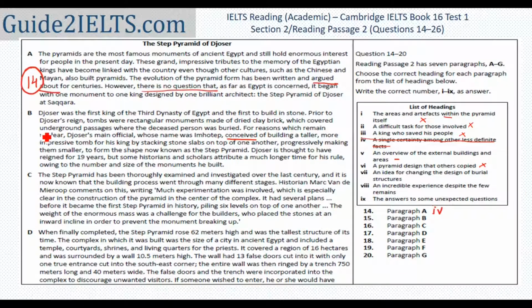This one does say that the underground passages where the deceased person was buried, that would be the burial structures, they were rectangular before Djoser's time. But this person, he decided to change the design of it. This seems to be the correct answer. I'll still read the other two. An incredible experience despite the few remains? No. The answer to some unexpected questions?